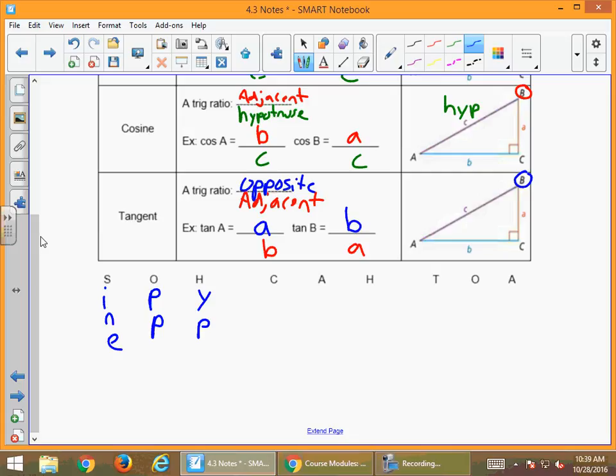The middle part of her name is CAH, which represents cosine, and that represents adjacent, ADJ, over HYP.